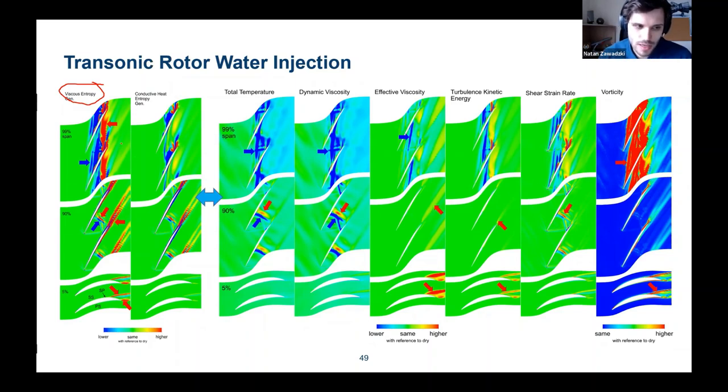So we had a look, okay, what happens if we inject water? What happens to the fluid friction? And then we tried to single out what parameters are the main driving factors for those changes. So one is the temperature. Obviously, if the temperature changes, it has an impact on the viscosity. This has an impact on the effective viscosity, which is basically the turbulent viscosity and the dynamic viscosity. This has again an effect on the turbulence kinetic energy, the shear strain rate, the vorticity, and all these details that happen in the flow.